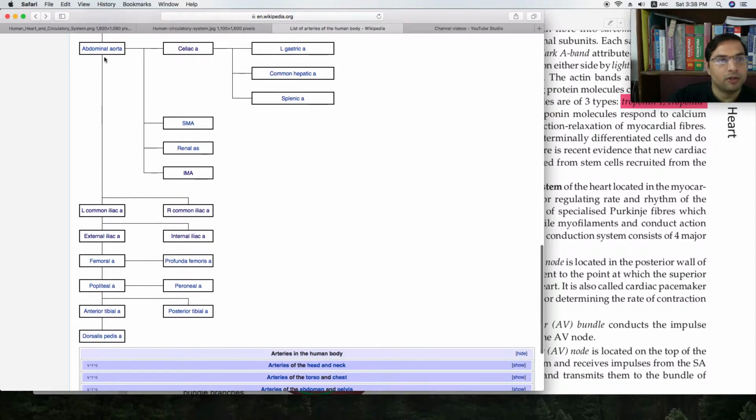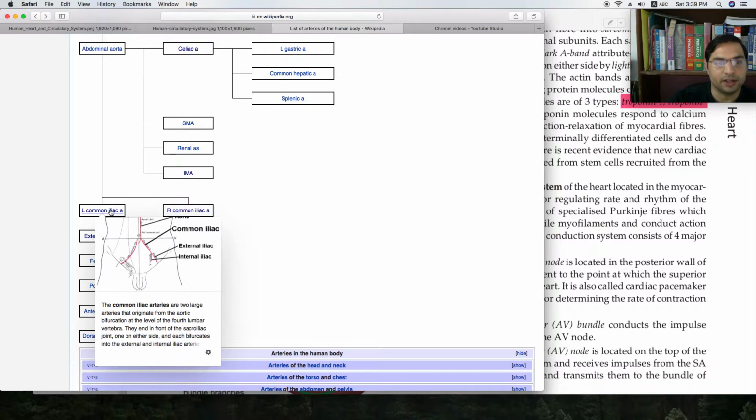After the abdominal aorta, the aorta becomes the common iliac artery, right. So the abdominal aorta divides into two. One artery goes to the left, one goes to the right. It is called the common iliac artery. So left common iliac artery and right common iliac artery. The common iliac artery of the left side again divides into the external iliac artery and the internal iliac artery, right.